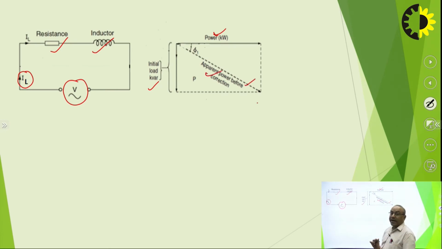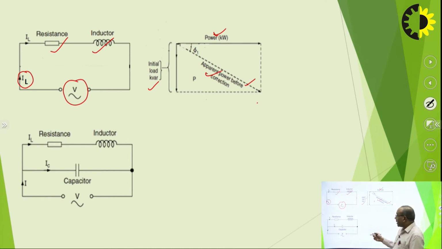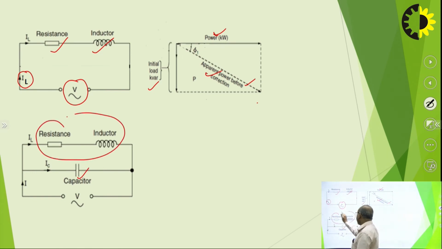This is before connecting any capacitor to the load, and the angle between active power and apparent power, angle phi 1, has a cosine that is the power factor of the load. Now we want to improve this power factor, so we connect a capacitor in parallel to the load. The load consists of one resistance and inductance in series, and the supply voltage is the same, as we saw in the previous circuit.